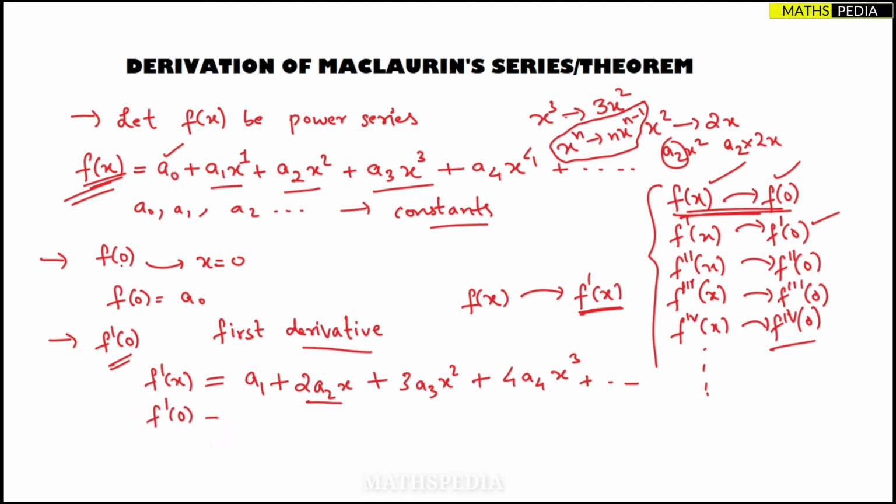but we have to find out f dash of 0. What will be f dash of 0? See, all these terms contain x, so they will be 0, and the only left out part is a1, so it is equal to a1. Next we are going for the third step, that is nothing but f double dash of x.